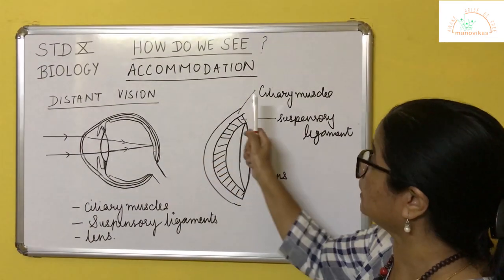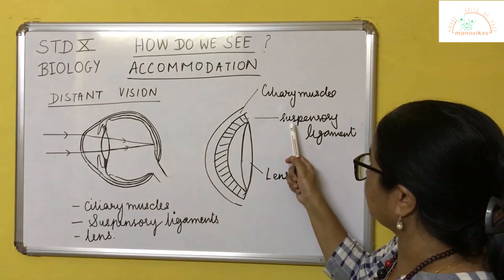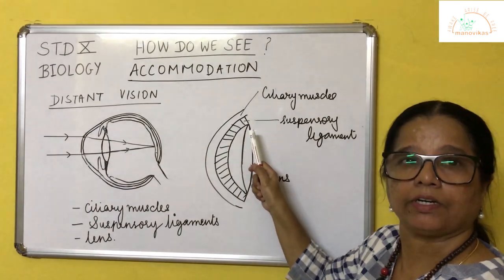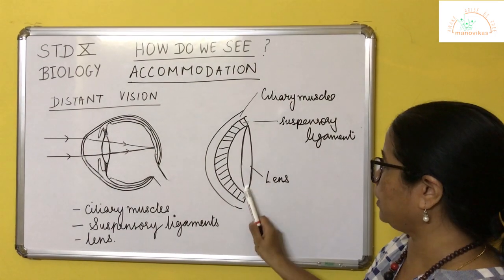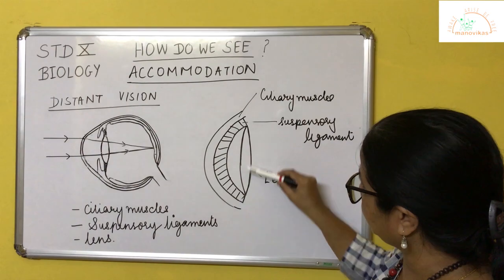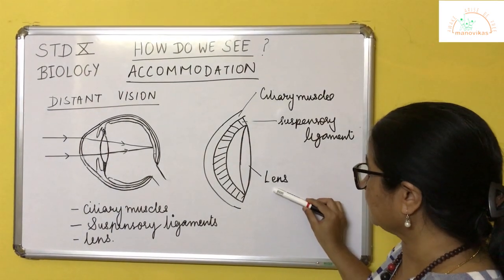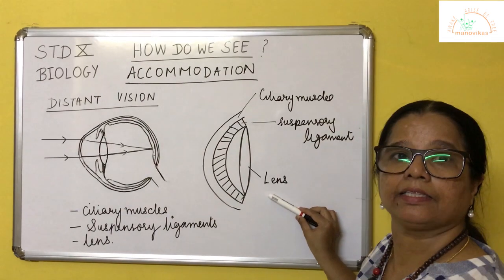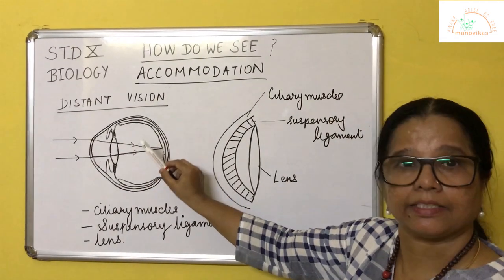But in distant vision, the ciliary muscles now relax. The suspensory ligaments will contract, pulling the lens. If you look at the distant vision, you can see the lens has become very thin. It becomes less convex. When it becomes less convex, its focal length increases, thereby ensuring a clear distant vision.